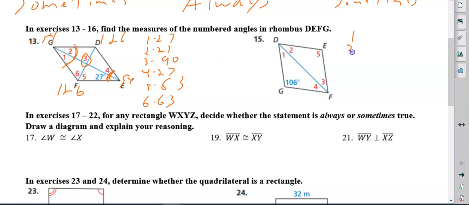Over here we have 1, 2, 3, 4, 5. All right, so 106, this is going to be 106 also. So 5 is 106. So again, we combine that. That means we got 212. So if we do 360 minus 212, that leaves us 148. But we have to divide that by 2 again to see that's 74 here and 74 here. And then we divide all those by 2, we get 37, 37, 37, and 37.